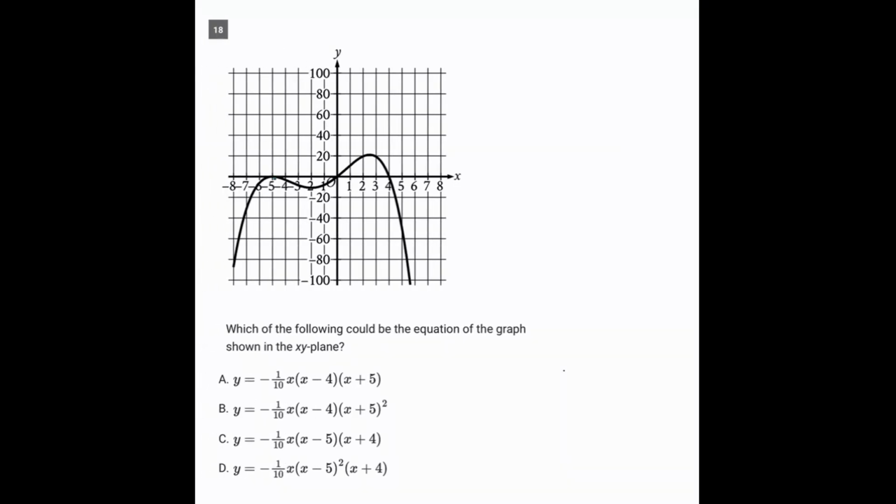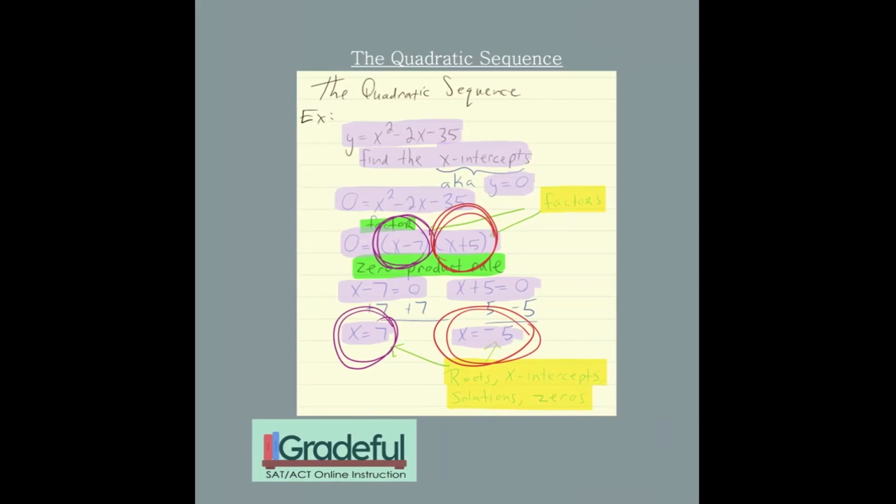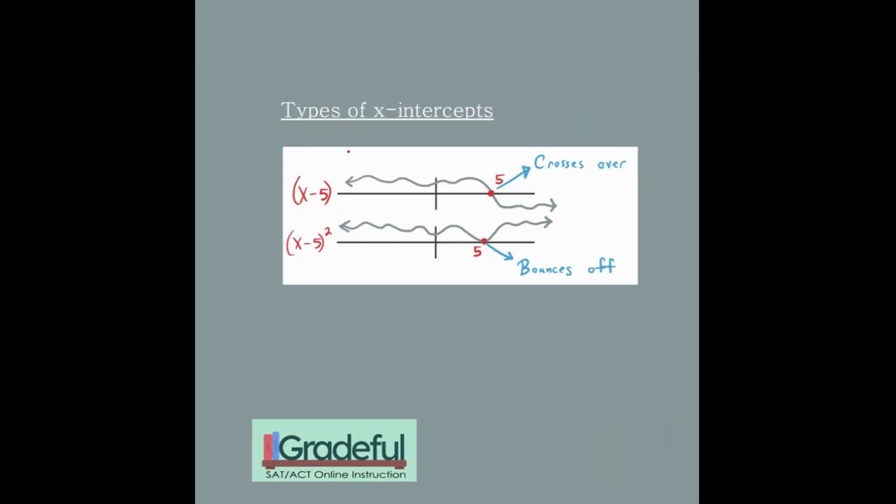So coming back to this question, if we have an x-intercept of x equals -5, that corresponds to a factor of x plus 5. Here in red, we have an x-intercept of x equals 4. So the factor would be the opposite, x minus 4. And last but not least, right here in the middle, that's an x-intercept of x equals 0. So then we would have x minus 0, or just x. So we've already talked about how this relates to the quadratic sequence. Now, let's talk about the different types of x-intercepts you can have.